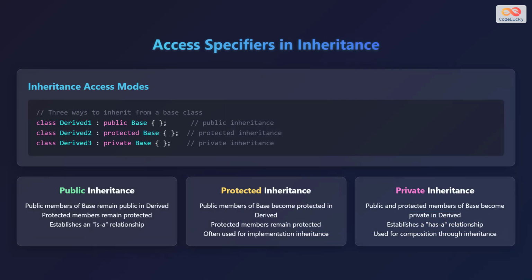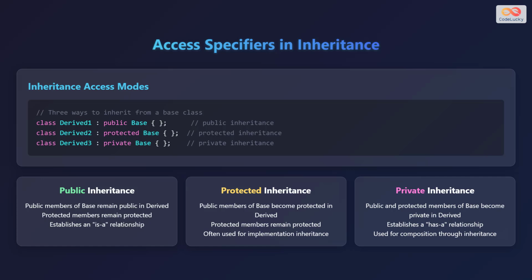There are three ways to inherit from a base class. We have public inheritance, where we use the keyword public before the base class name. We have protected inheritance, where we use the keyword protected before the base class name, and we have private inheritance, where we use the keyword private before the base class name.